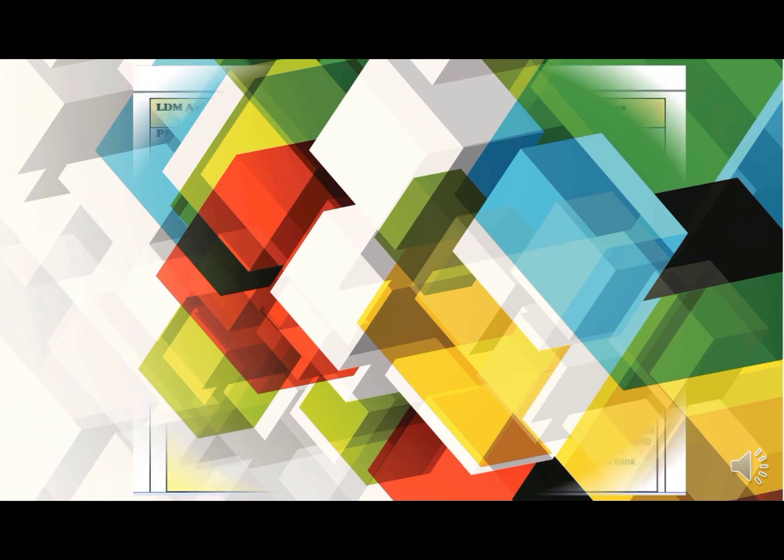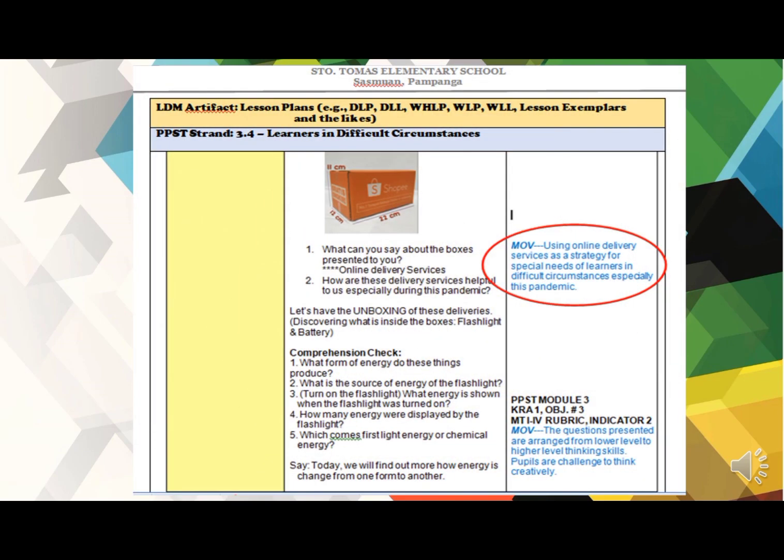For our next artifact, we have the lesson plans. For example, you may use DLP, DLL, WHLP, WLP, WLL, lesson exemplars, and the like. You may also include the PPST strand 3.4, learners in difficult circumstances.